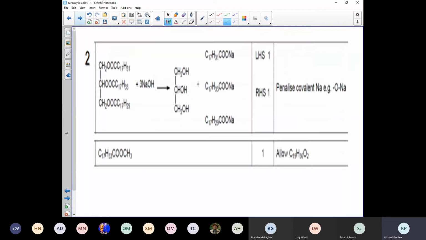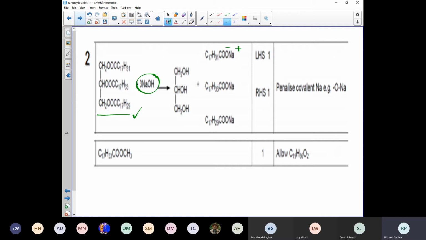Okay, let's have a look at what the mark scheme would have wanted for this. So again, there we can see, the left-hand side of our equation would give us 1 mark. I mean, they'd started that off for us anyway, so we just needed to get the fact that there were 3 sodium hydroxides, and then 1 mark for the right-hand side. So we've got our glycerol, and then those 3 soap molecules. You can see they've not put the charges in. I did put the charges in. If you are going to put the charges in, make sure that you put both the negative and the positive charges in.